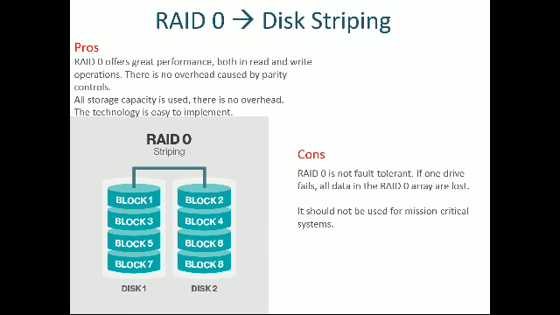to right. The pros with this: the first thing which we should be grateful for is RAID 0 actually offers great performance, both in read and write operations. There is no overhead caused by parity. And the technology is reasonably easy to implement. The major con, and why this is not optimal for a mission critical system like database servers, is that RAID 0 has zero fault tolerance, and if one drive fails, all data in the RAID 0 array is lost. So there is no backup with RAID 0 essentially.